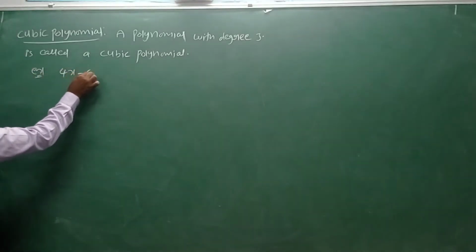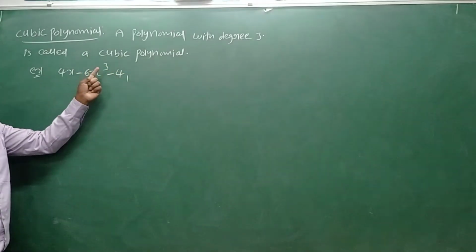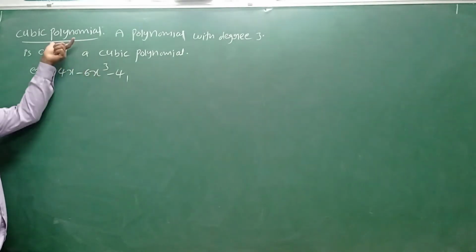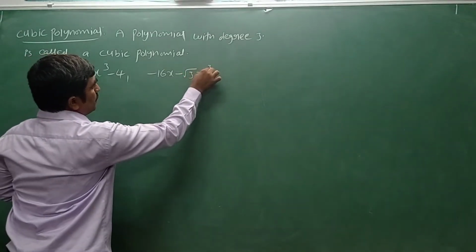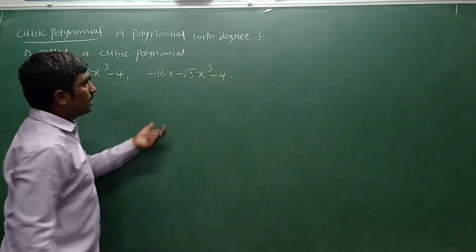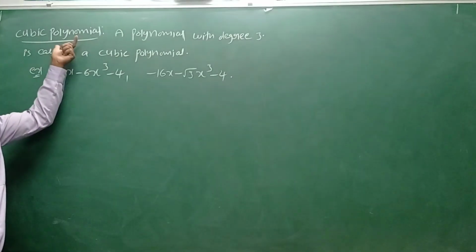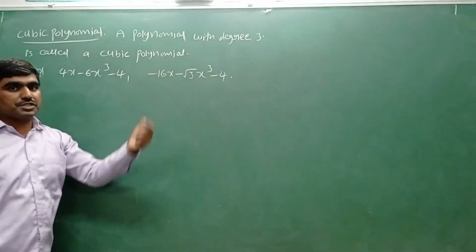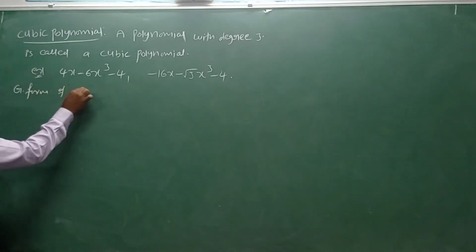Let's see some examples. 4x minus 6x cube minus 4. Here you can see the highest power is 3, degree 3, which is called a cubic polynomial. Minus 16x minus root 3x cube minus 4. Here also the highest power is 3, degree 3, so it is a cubic polynomial. And let's see what is the general form of a cubic polynomial.